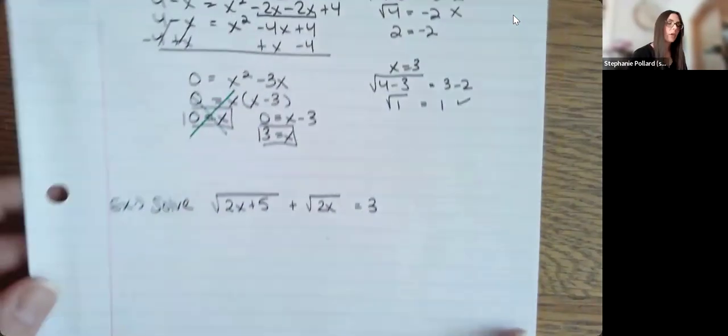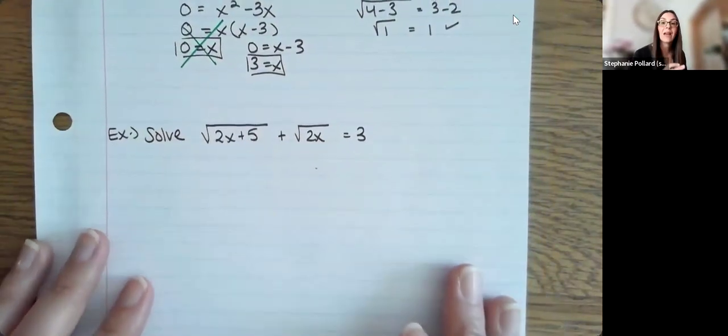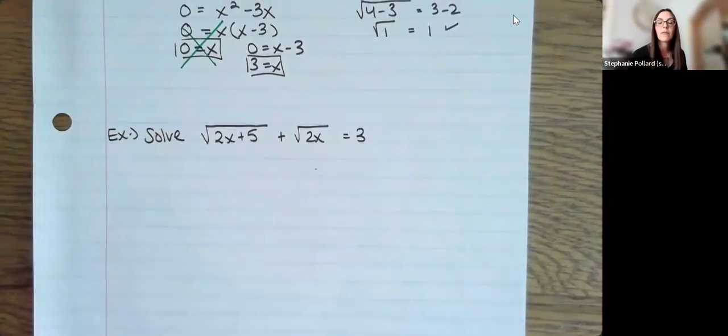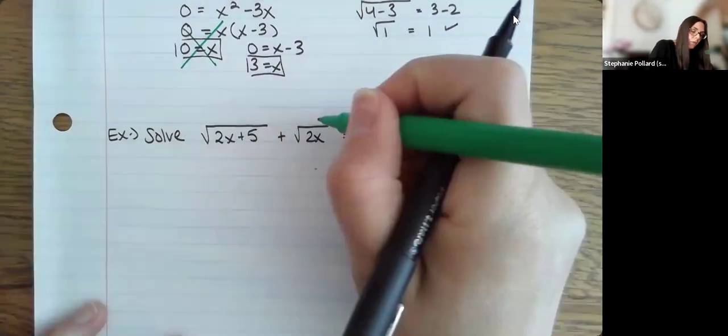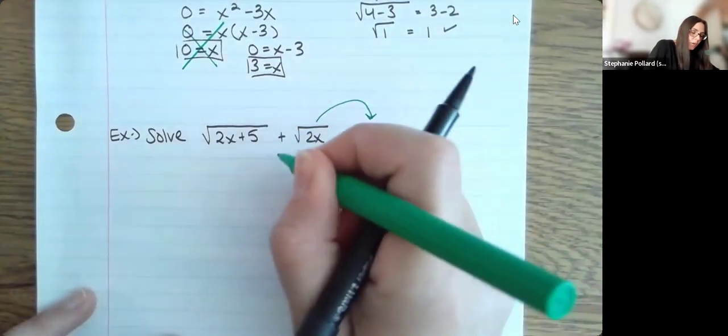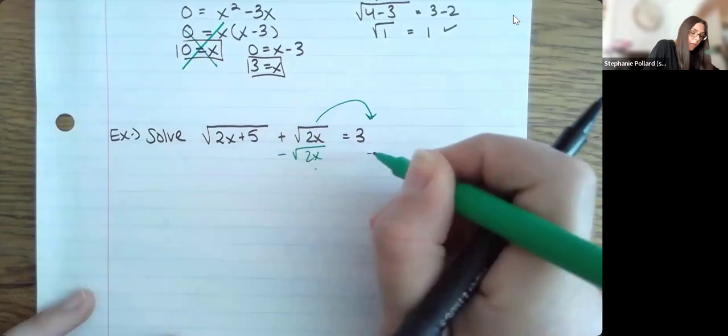Now, the last example I want to show you is a little bit more complicated where you have 2 radicals. So if you have more than one radical, the first thing you need to do is make sure they're on separate sides of the equation. So I'm going to start by bringing this over here. And if it's addition, I'm going to go ahead and subtract it from both sides.